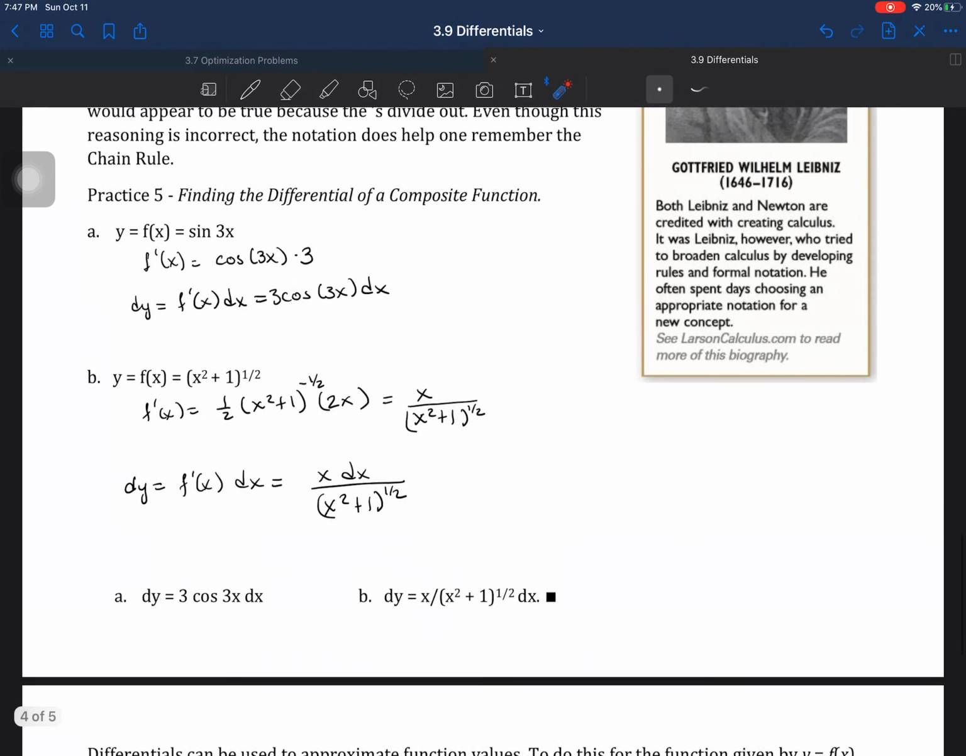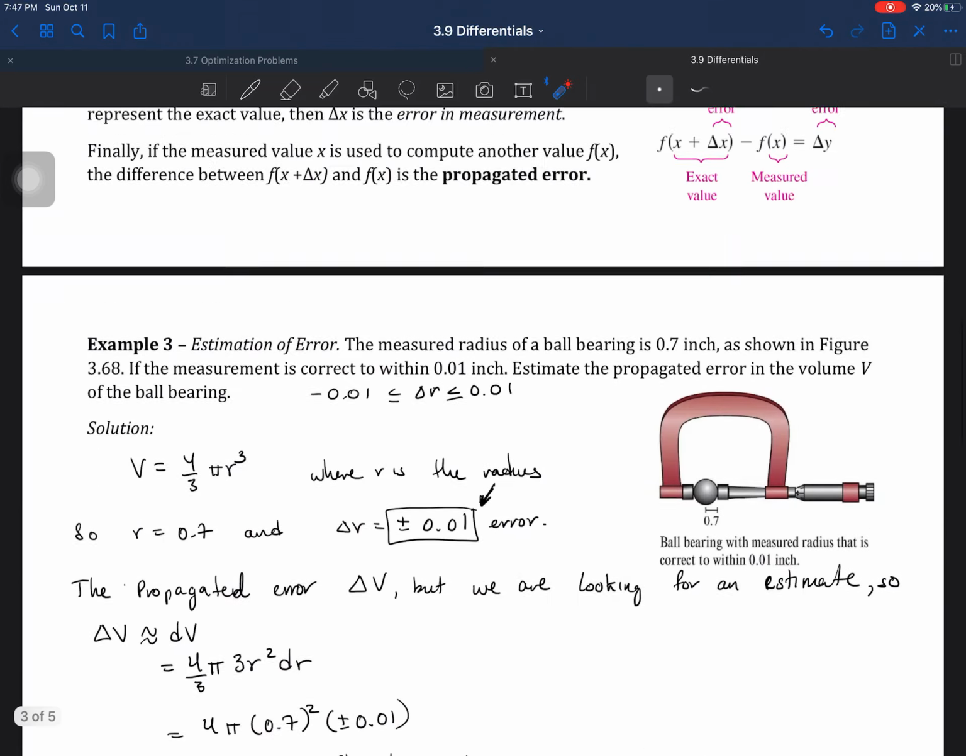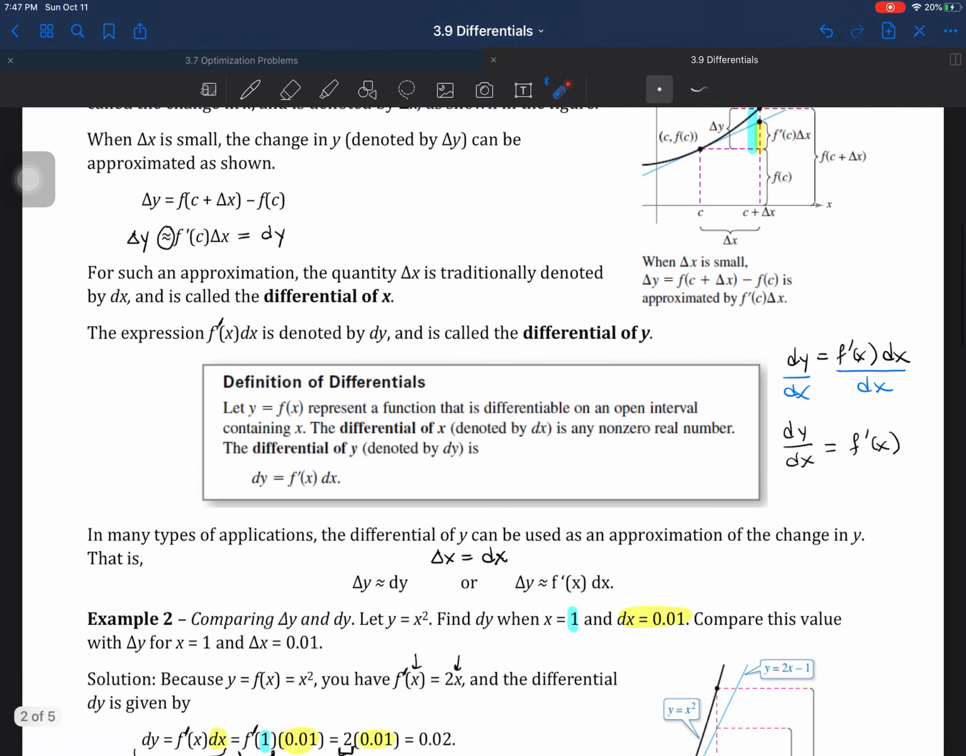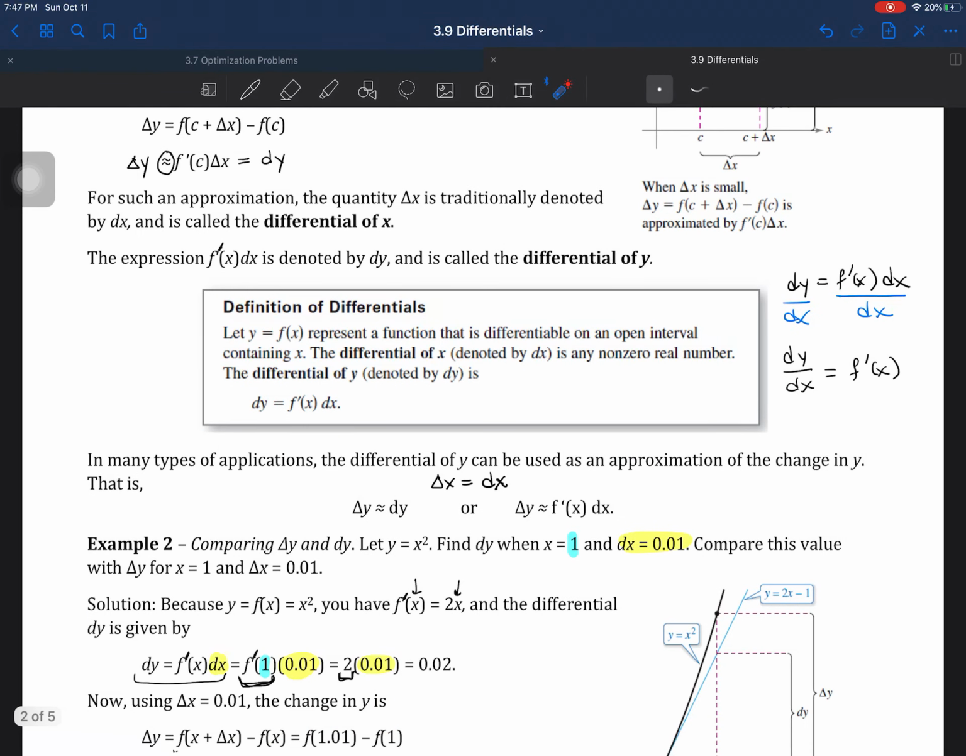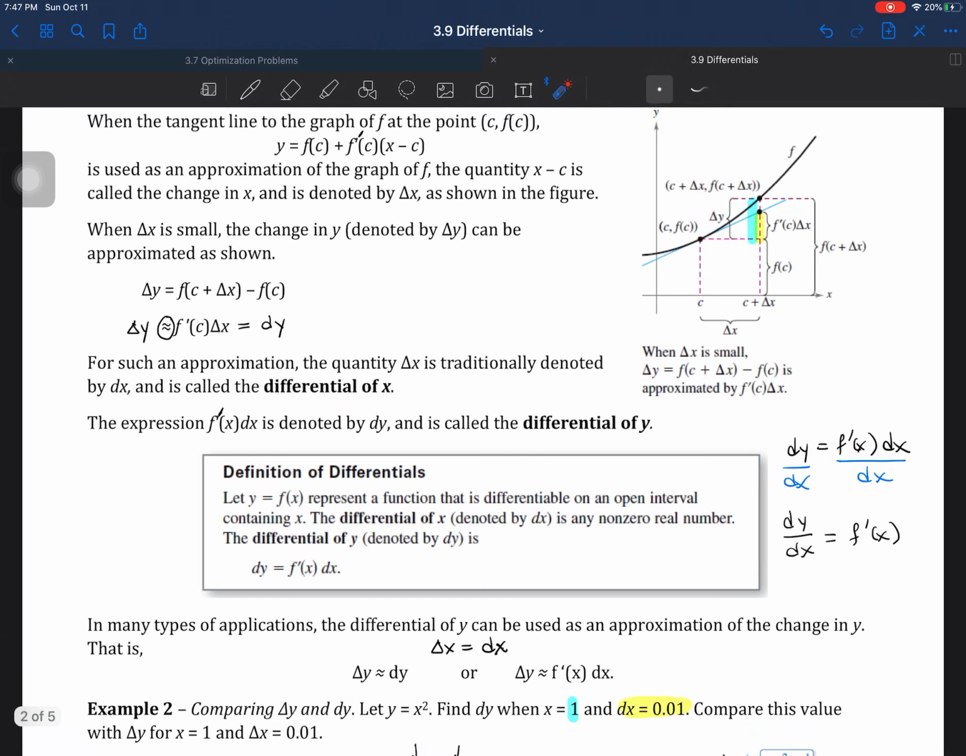I really want you to think about the difference between delta y and the differential of y. That's the difference we're trying to use here. Remember that the difference between both of them is that delta y is f of c plus delta x minus f of c, so it is the actual difference of the y's, versus dy, which is just an approximation.